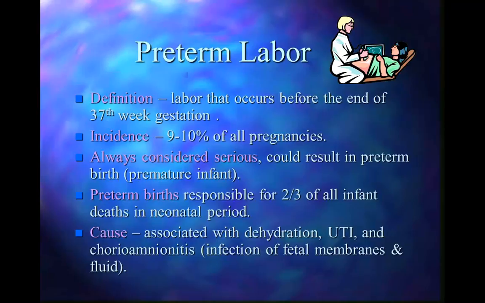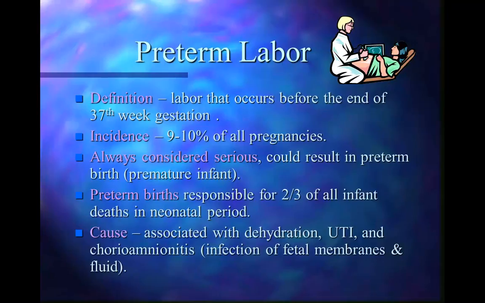The last type of bleeding in the third trimester is preterm labor. Now the definition of that is any labor that occurs before the end of the 37th week. About 9 to 10% of all pregnancies have some preterm labor, and preterm labor is always considered serious because if we don't stop it, it could result in a preterm birth, and then we have a premature infant. And premature infants account for the vast majority of neonatal deaths in the first 28 days. So 2/3 of all infant deaths.